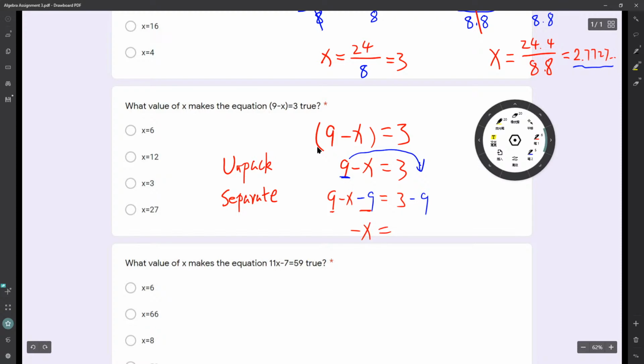And here, 3 subtract 9. 3 subtract 9 is a negative 6. That's the second step. We separate the numbers on one side and x on the other side.